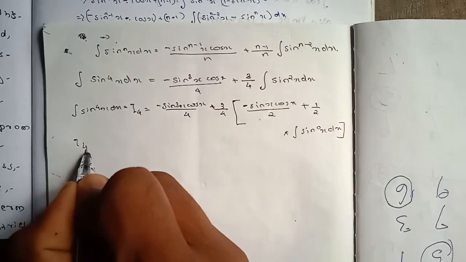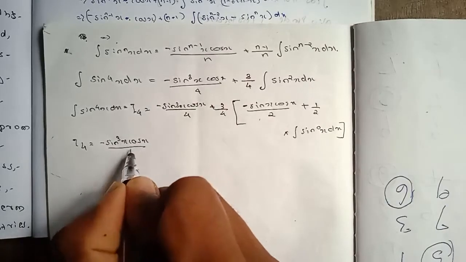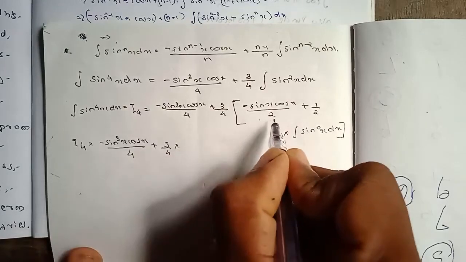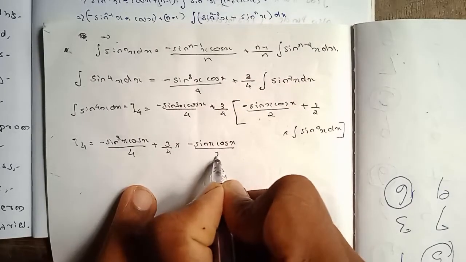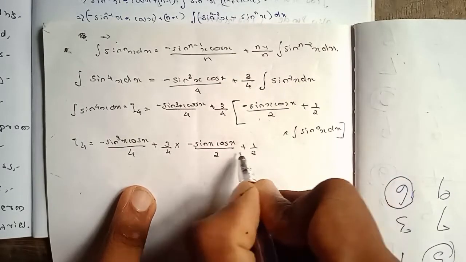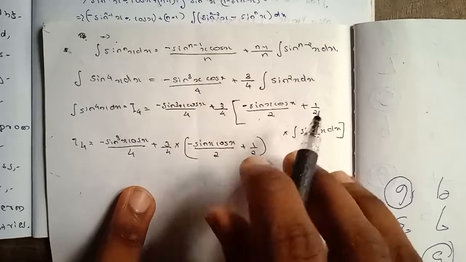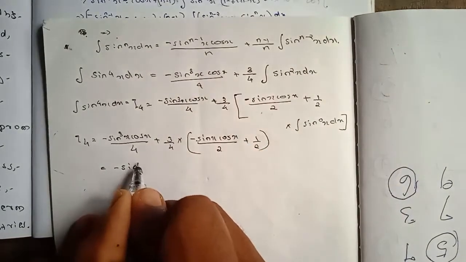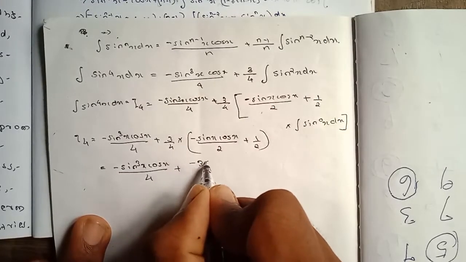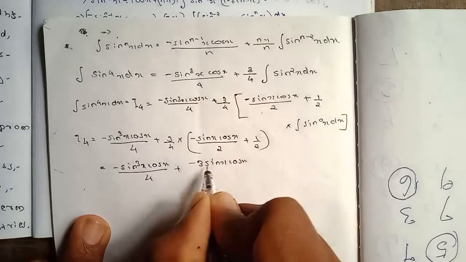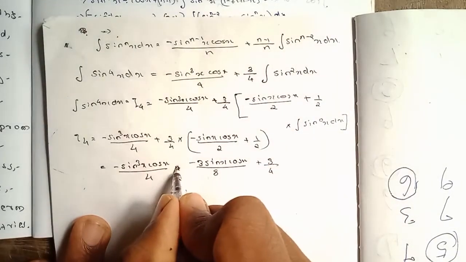Then solve this equation, that is I4, which is equal to minus sin cube x cos x divided by 4 plus 3 by 4 times the bracket minus sin x cos x divided by 2 plus 1 by 2. Then multiply by opening this bracket, multiplied with 3 by 4. Then we get minus sin cube x cos x divided by 4 plus minus 3 sin x cos x divided by 4 into 2, which is 8, plus 3 divided by 4, which is the final answer for this equation.